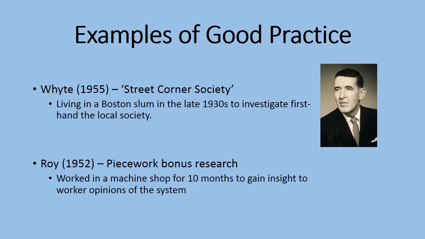Participant observation has been used extensively for many years, and one of the pioneers of this was a man called William Whyte. He lived in a Boston slum in the late 1930s for 3 years to observe the living culture of the local community, and later published his findings in a book titled Street Corner Society. This is a prime example of observation taking place through the researcher taking an active part in the topics being researched to gain a deeper insight.